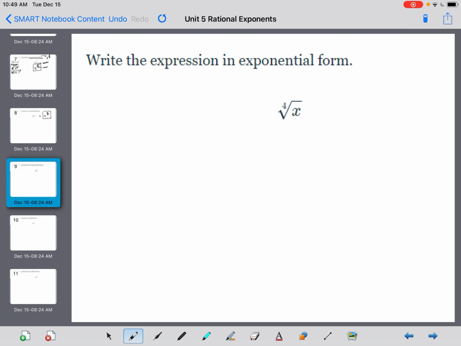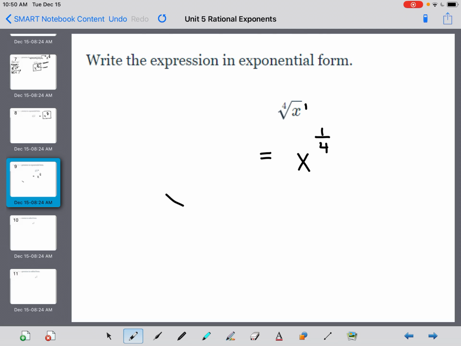Let's try one more. I know I said one more before, but let's do one more, because anytime you see a radical and the number or variable underneath it doesn't have an indicated power, you just have to remember that there's a 1 there. So this is equivalent to x to the 1/4.